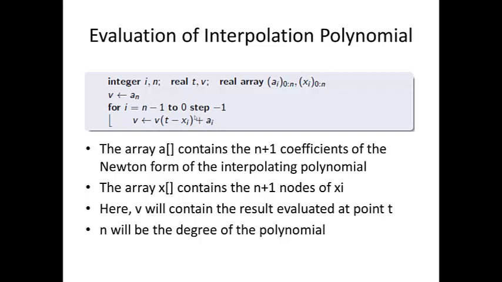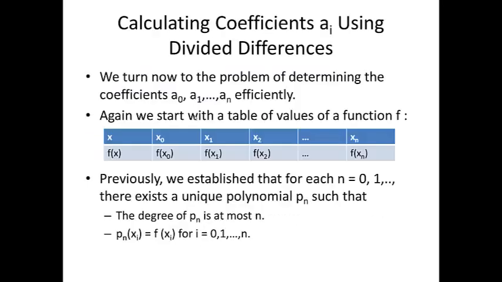Now let's look at how to determine the coefficients efficiently. To do this, we're going to use a technique called divided differences. So we now turn to the problem of determining these coefficients, a_0, a_1, ..., a_n efficiently. Again, we start with the table of values for the function f. Now here the points x_0, x_1, x_2, all the way out to x_n are assumed to be distinct, but no assumption is made about their position on the real line. In other words, they don't have to go in order.